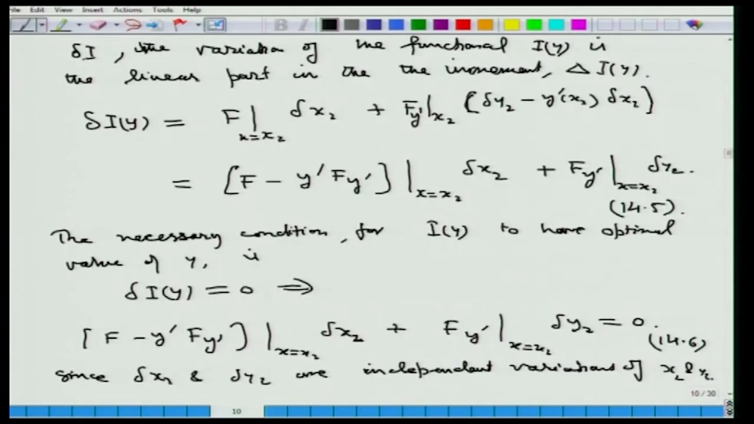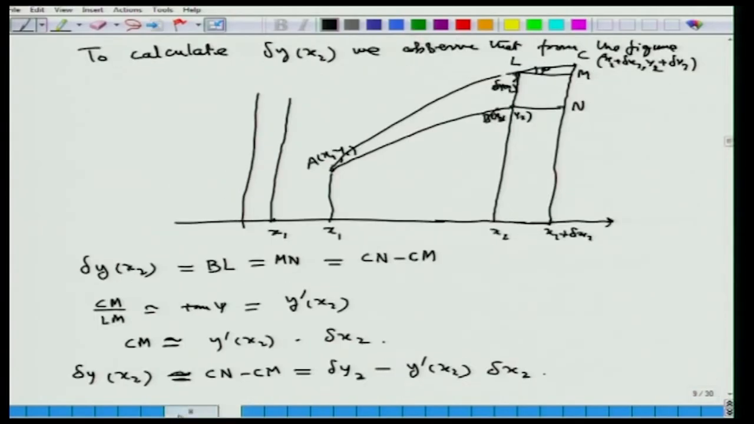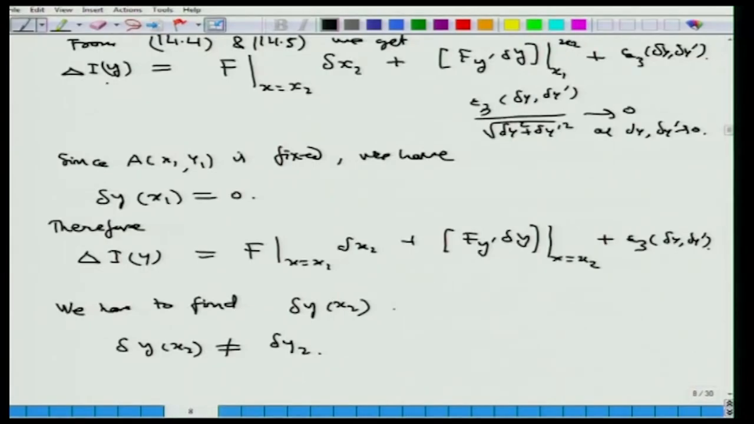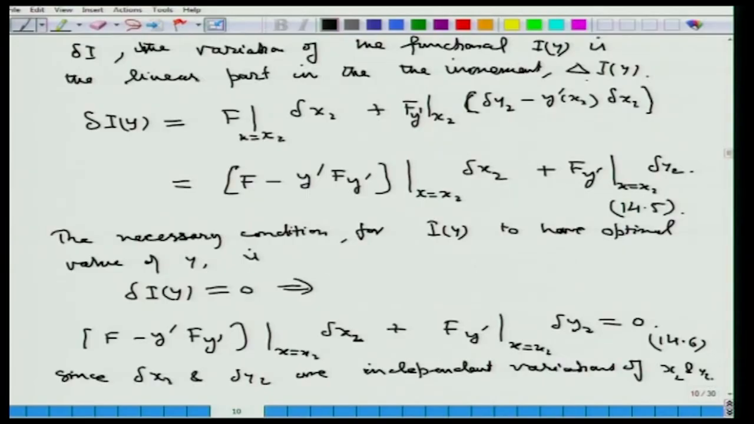Now, capital delta is the increment and small delta I is the linear part in the variation, the linear part in the increment delta I. And so, dropping those epsilon terms, we get finally delta I like this. Here, we collect the y' f_y' times delta x2 in the first term. And so we get (f minus y' f_y') evaluated at x2 times delta x2 plus f_y' delta y2. So finally we get this variation, small delta I, which is the linear part in the increment capital delta I, as 14.5 here. Now, the necessary condition is that this variation must be 0.